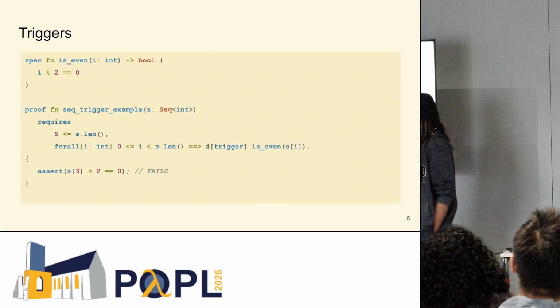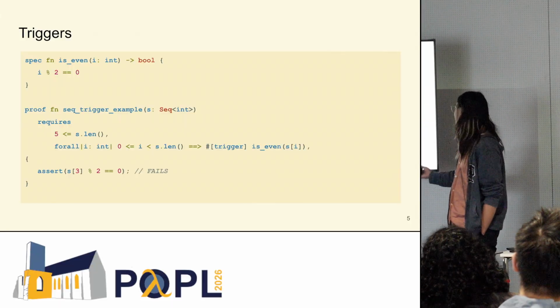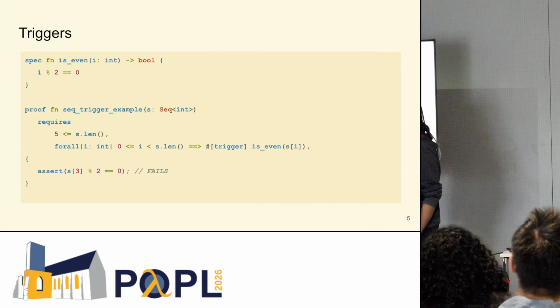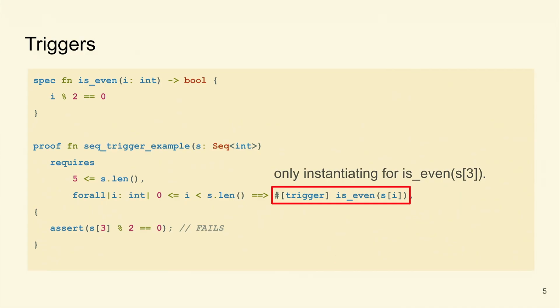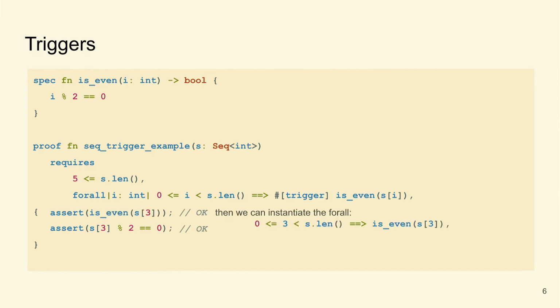However, if I want to say the fourth element in the sequence mod 2 equals 0, this fails. This is because I put the trigger here, and the trigger is on the compound expression, the function composition of is_even with a field access. However, I don't have the call to is_even here. So this kind of expression will only be instantiated for ground terms with a call to is_even and the field access. So one way to fix this is to manually put the ground term in.